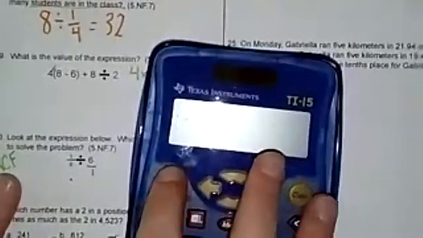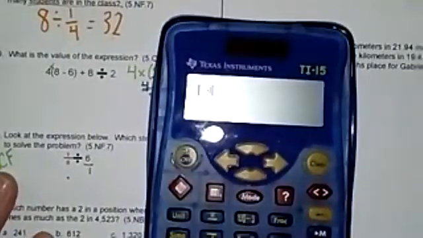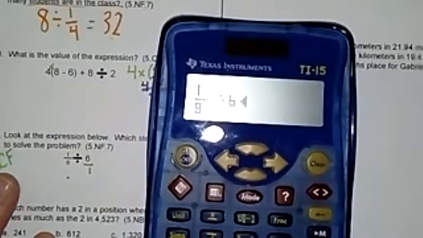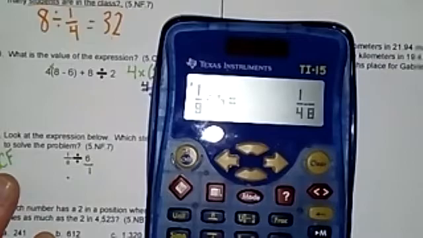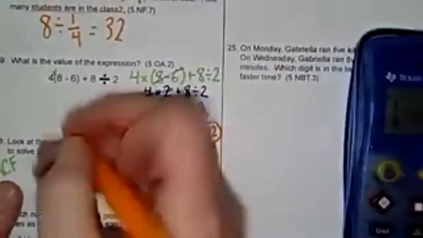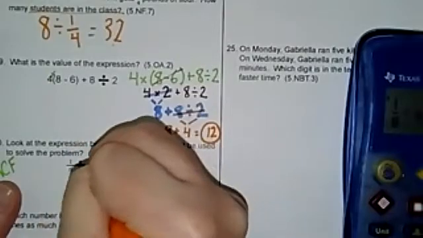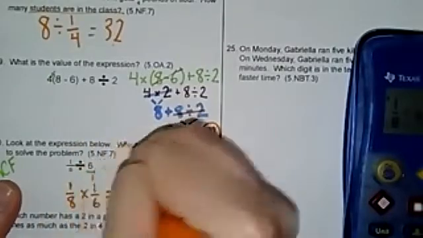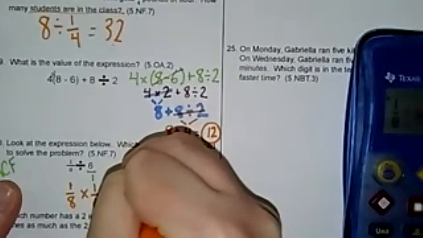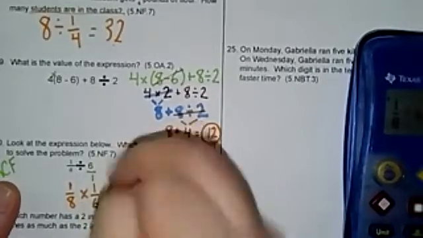1/8 divided by 6. Here we go. 1 numerator. 8 denominator. Divided by 6. Boom. 1/48. Because I keep, I change, I flip that over, and I get 1/48. But I can use my calculator.